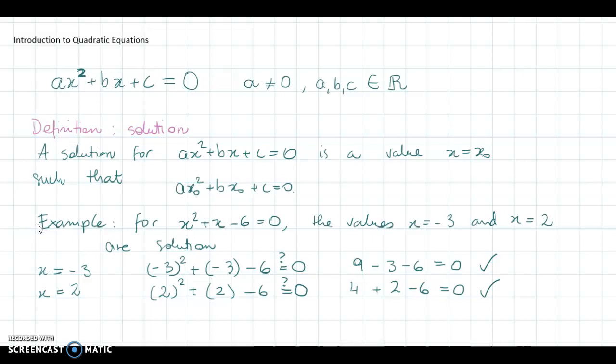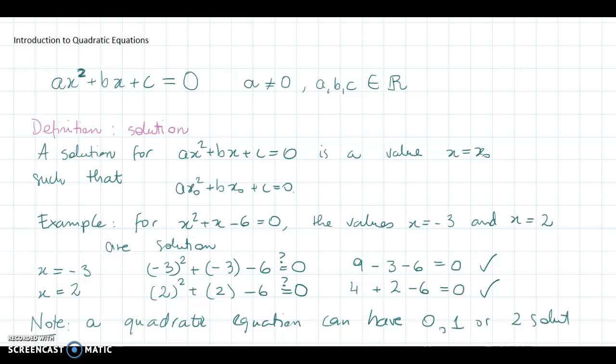Quadratic equations can have 0 solutions, 1 solution, or 2 solutions. So let's write this as a comment here. Note, a quadratic equation can have 0, 1, or 2 solutions. We say that we solve a quadratic equation when we find all of its solutions. And that's what we're going to try to do now, at least for some special cases.